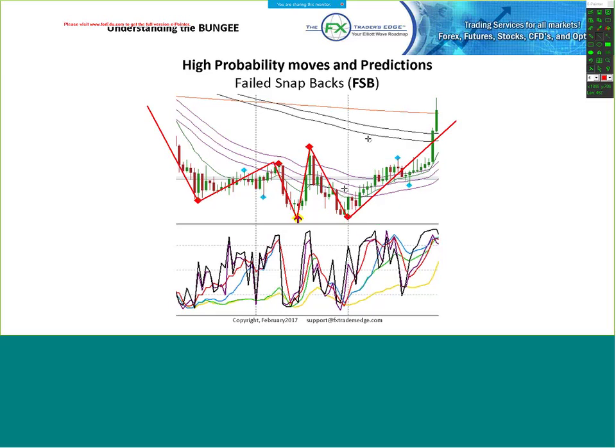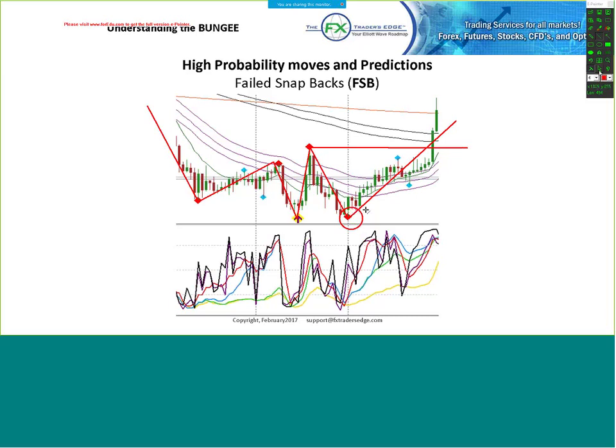So the prediction, the high probability move after the failed snapback, is that you take out the previous pivot, which is there. So if you see a price to wave and a retrace setting up, and you're looking for a fill the gap, then this setup with a failed snapback is giving you added confidence in that trade.